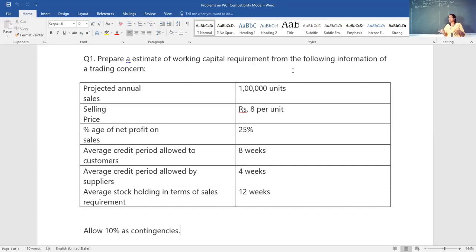But before we proceed, if you look into the information that they've given, they've told that the number of units that the company produces is 1 lakh units.